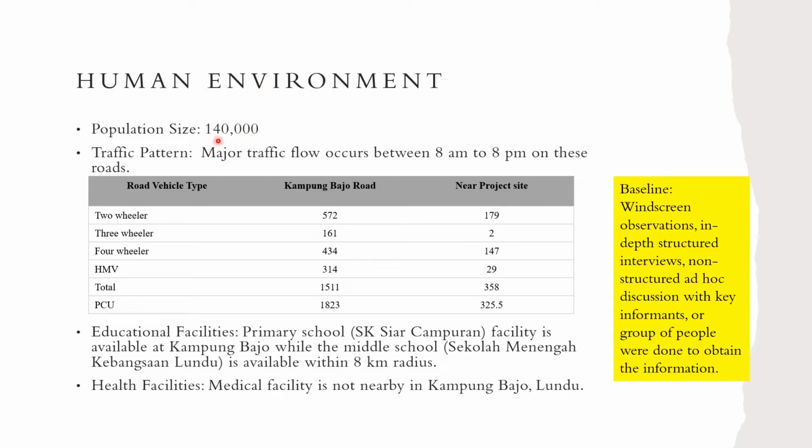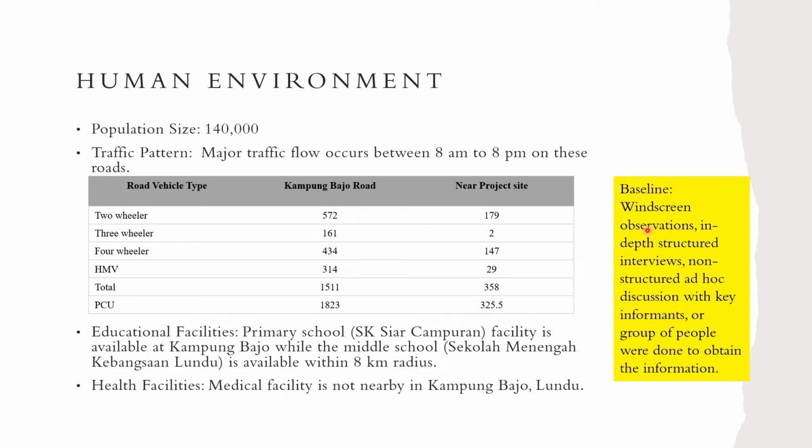There are 140,000 people living in Kampung Bajo Lundu. Major traffic flow occurs between 8 a.m. to 8 p.m. on Kampung Bajo Road and near the project site. The primary school facility is available at Kampung Bajo, while the middle school is available within an 8 km radius from Kampung Bajo. There is no medical facility nearby in Kampung Bajo Lundu.